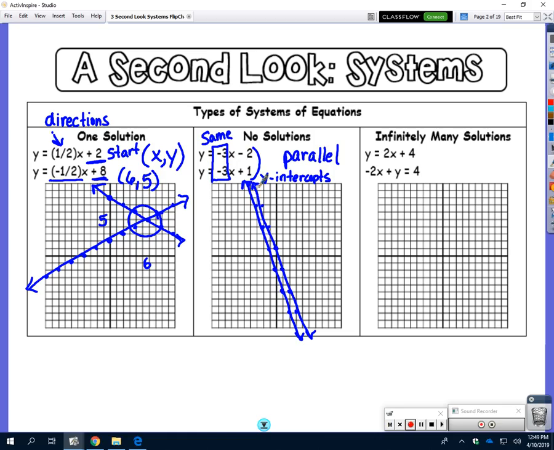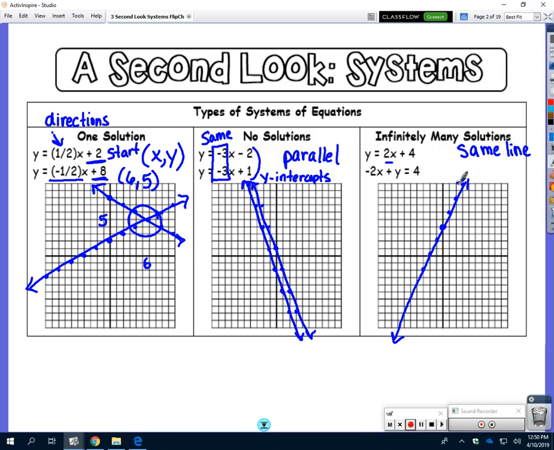The third type of system is infinitely many solutions. And this is actually when you solve for y, you get the same line. So this first equation, we start on 4. And we're going to go up 2 and over 1. Down 2 and over 1. And we're going to draw our line.